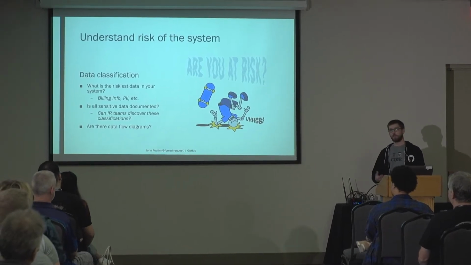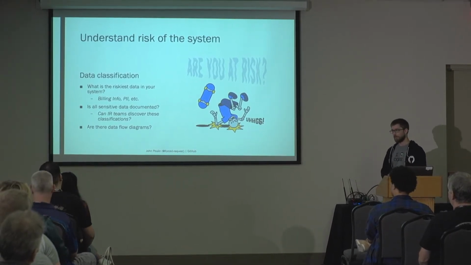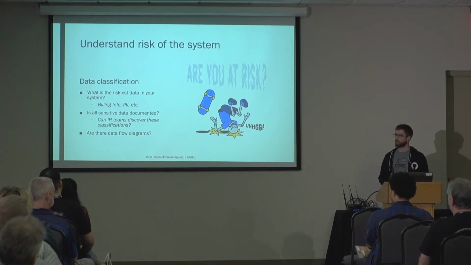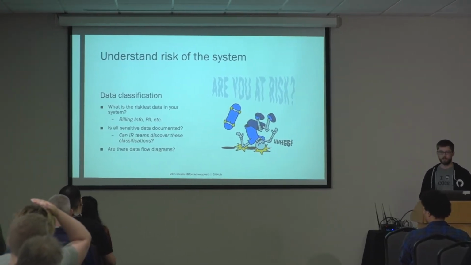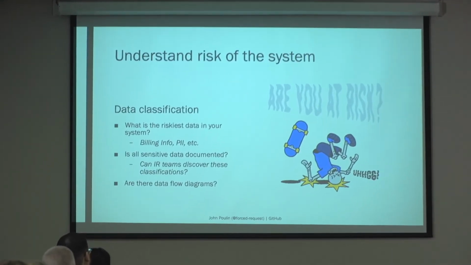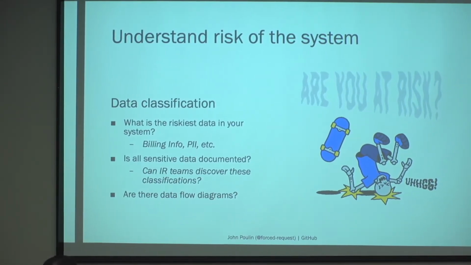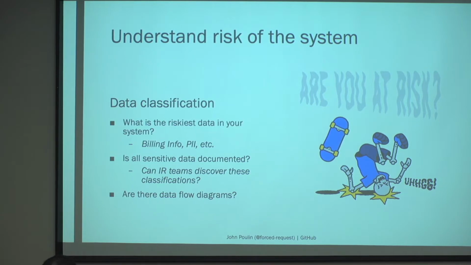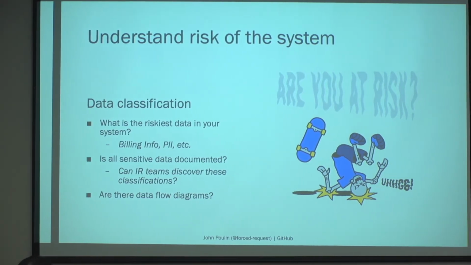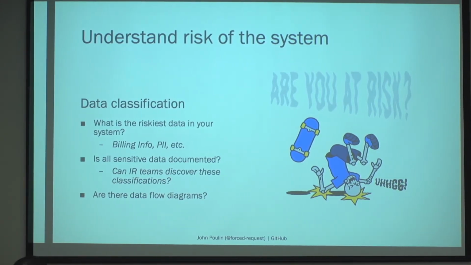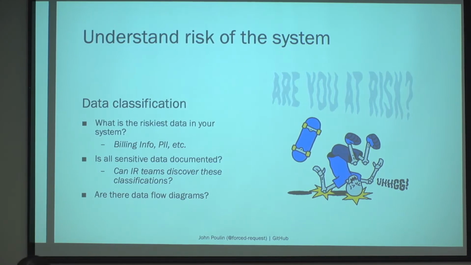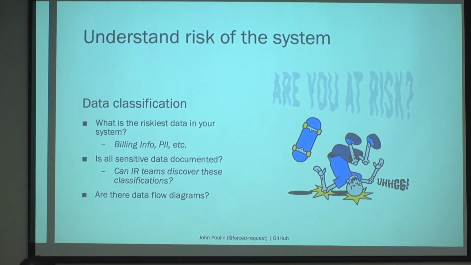So when I think about engineering and I think about design, one of the first things that comes to my mind is to really understand the risk of your system. Most of the systems we're building are not for fun. There's actual business purposes. They're going to be handling certain types of data. So if I ask you, what's the riskiest type of data that your system is handling, are you able to tell me? Do you even know?